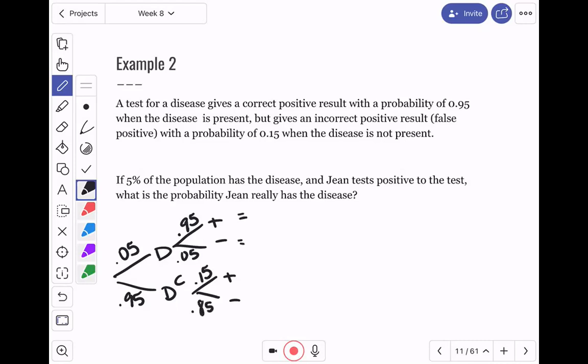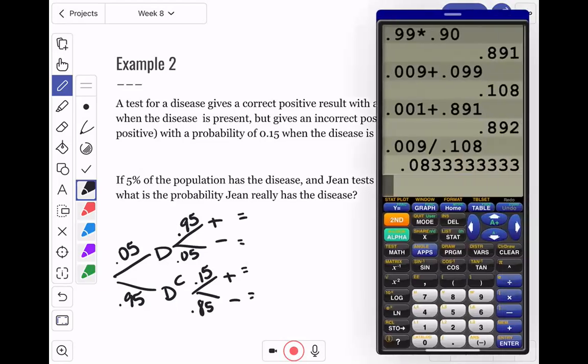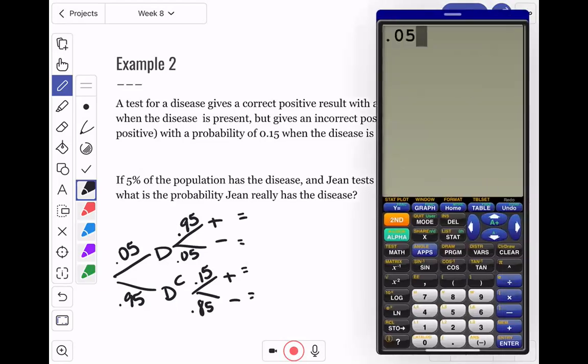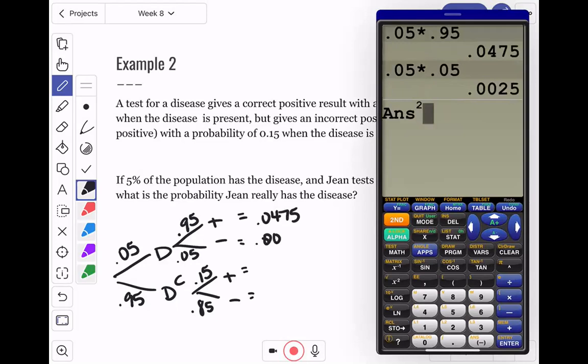So now we need to calculate these. And these are just our joint probabilities, by the way. So you have 0.05 times 0.95, 0.0475, 0.05 times 0.05, 0.0025. And again, if you add 0.0025 plus 0.0475, I get 0.05 again. So those are adding up right. You can always check yourself, by the way, by doing that.